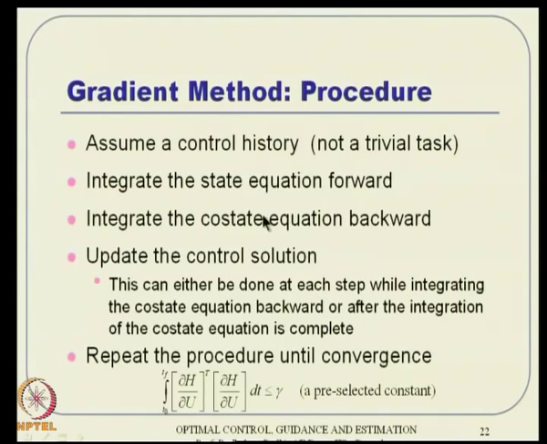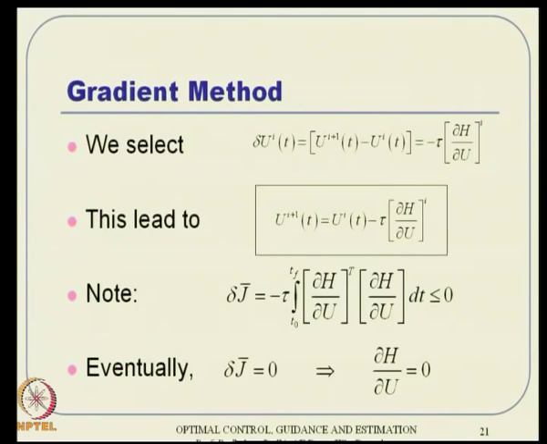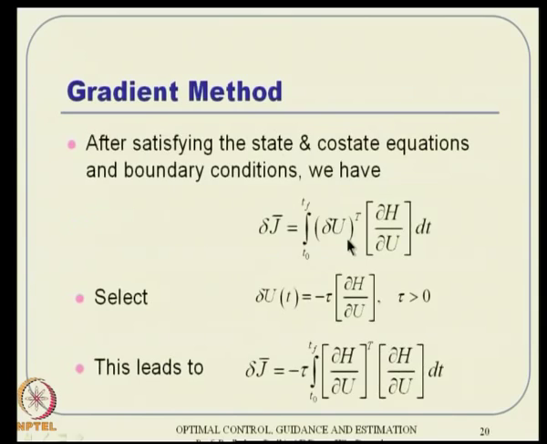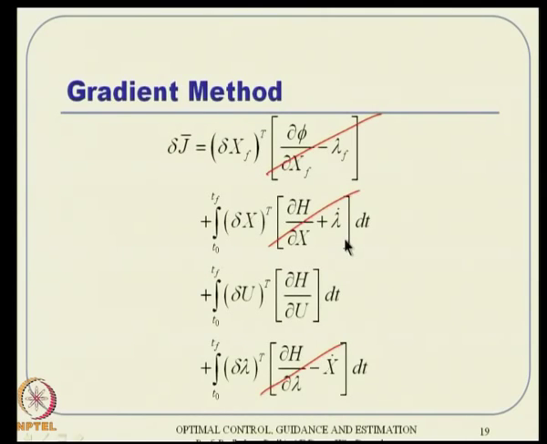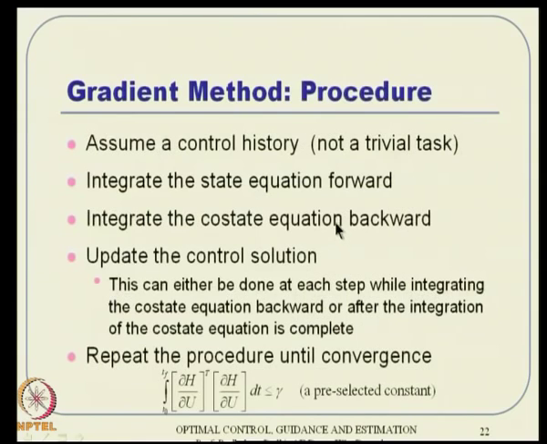So, this is the summary of the procedure. I have already explained this 2-3 times. Assume a control history, integrate the state equation forward, integrate the co-state equation backward, and update the control solution. While updating the control solution, it can be done in 2 ways. One way is you can integrate it completely backward, from Tf to T0, and then update it.